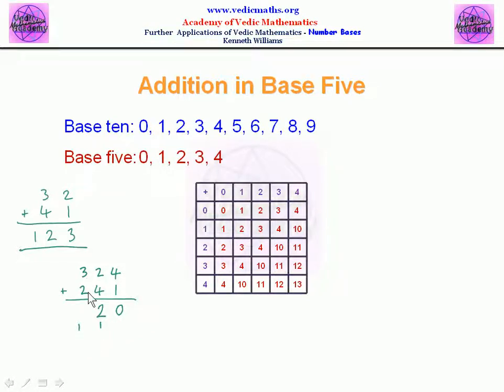In the third column we have 3 and 2. 3 and 2 is 10. 10 and the carried 1 is 11. Put those down, we get 1120.